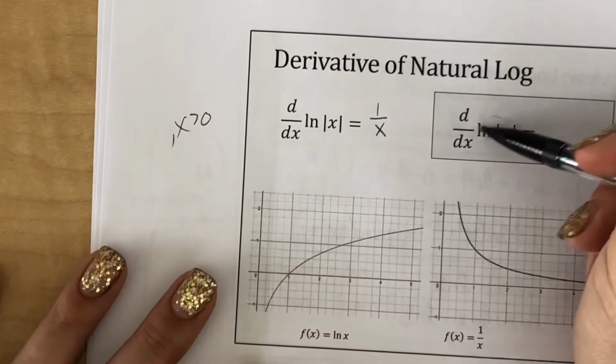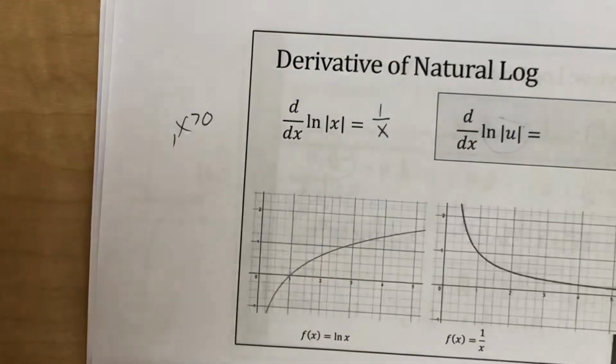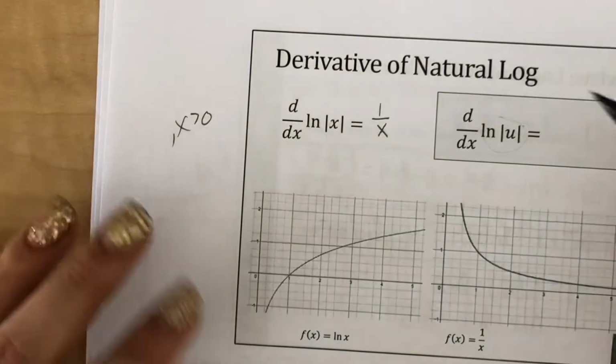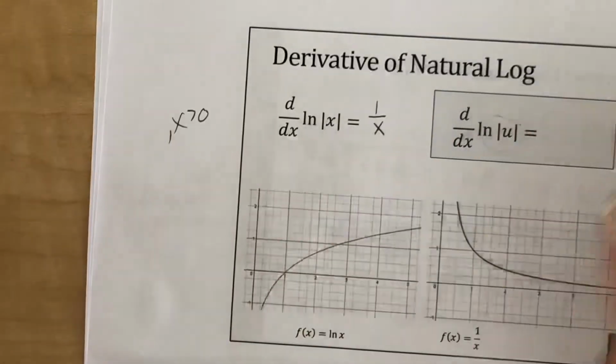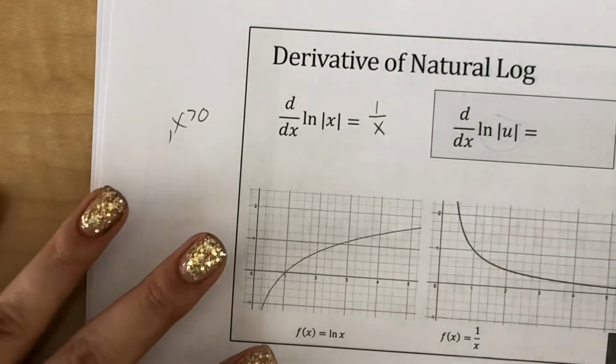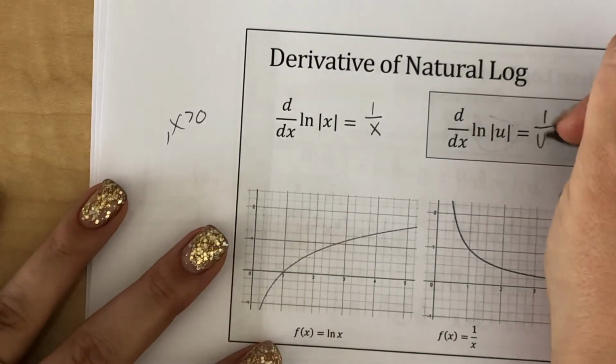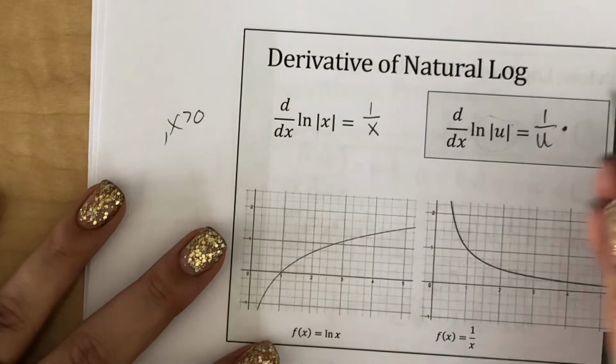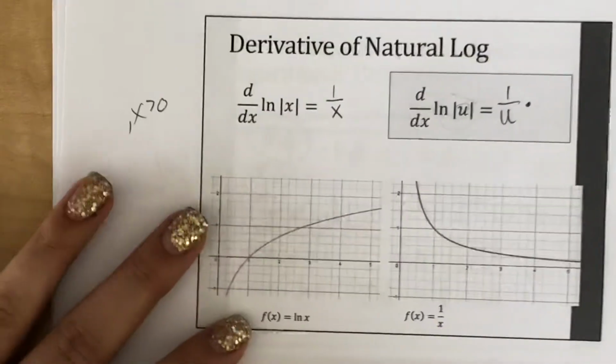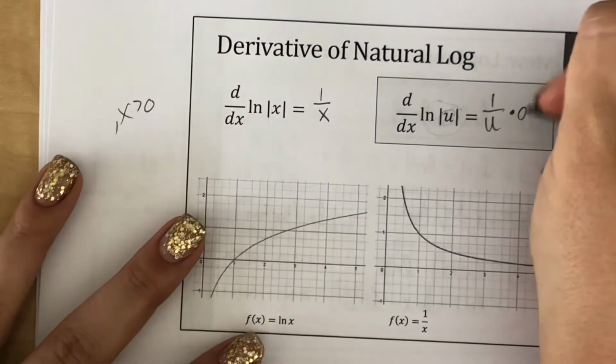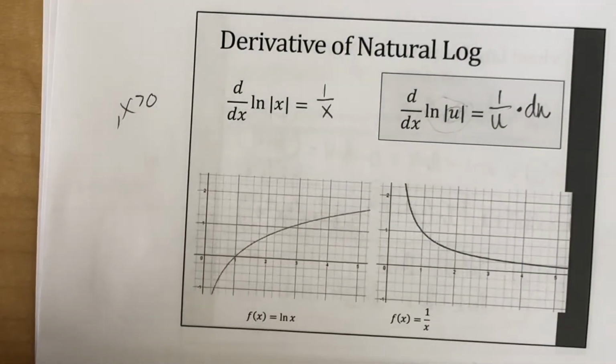Most of the time, the argument is not going to be a simple x. So I like to teach this using the chain rule in the straight up definition. The derivative of ln of u is 1 over u, but then you have to multiply by the derivative of the inside. So u is your inside, so you multiply by du.